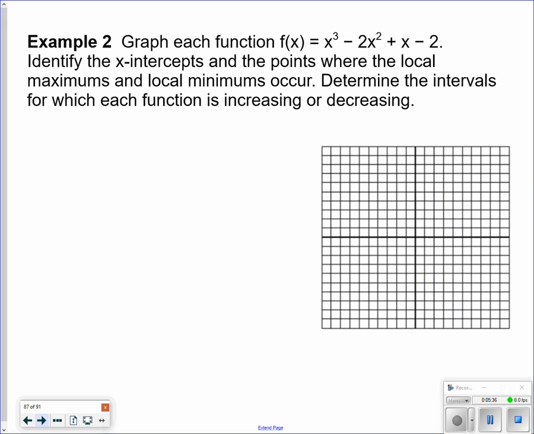Graph each function, identify the x-intercepts, and the points where the local maximum and local minimums occur. Determine the intervals for which the function is increasing and decreasing. There's a lot of information here.